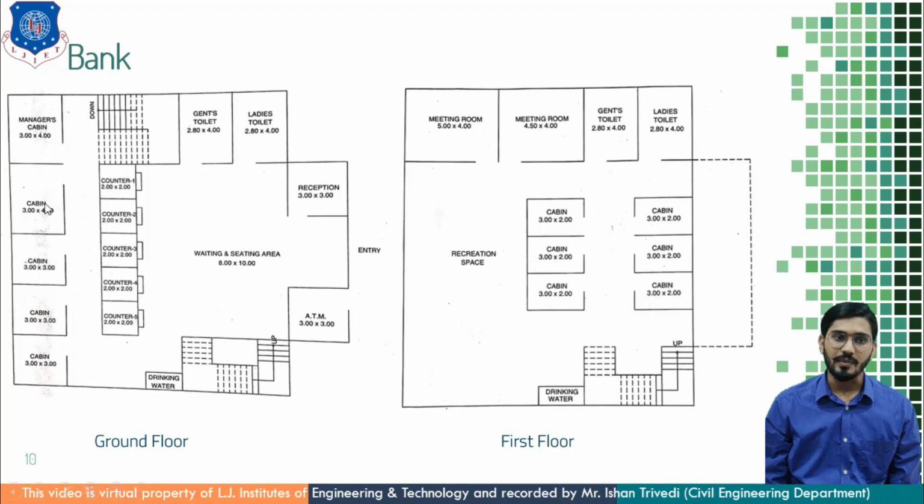So these are the cabins. See, here the name is not given, so you can just write down personal loan section, home loan section. So you can write down those names here, that is your call. But in terms of cabins you can make these by giving such dimensions.